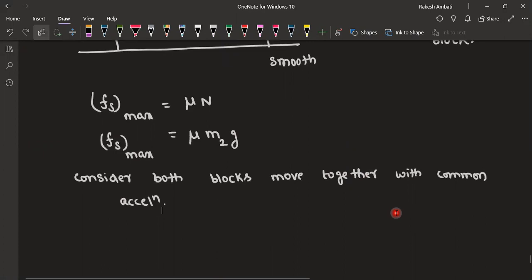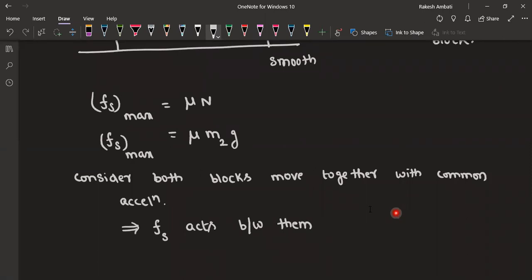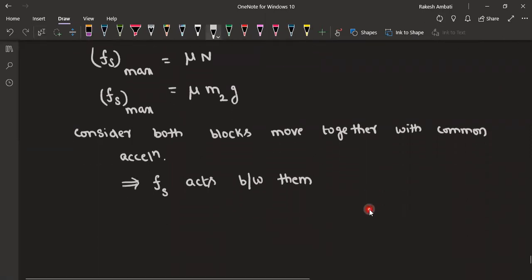If this is the case, they are moving together with the common acceleration, so which frictional force is present? Static or kinetic? Static frictional force acts between them. Now this static frictional force, since they are moving together with the common acceleration, means Fs is less than or equal to Fs maximum, or Fs greater than Fs maximum? Less than or equal to. So Fs is less than or equal to Fs maximum.